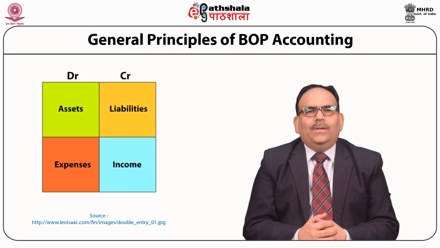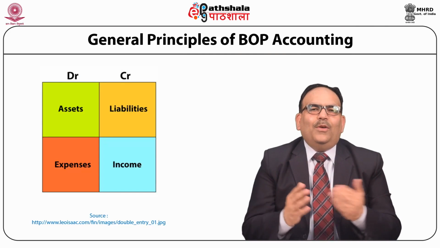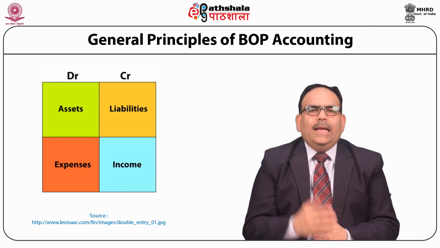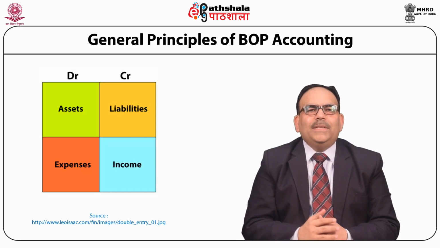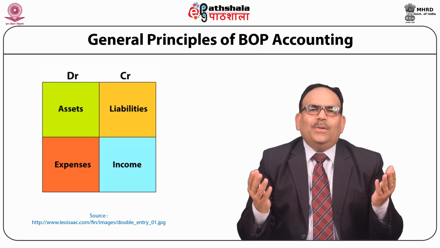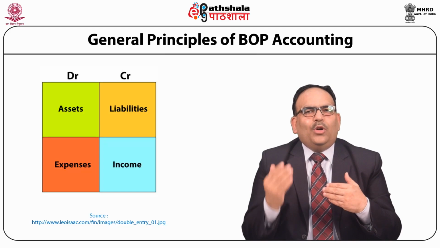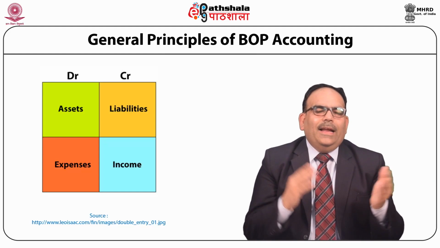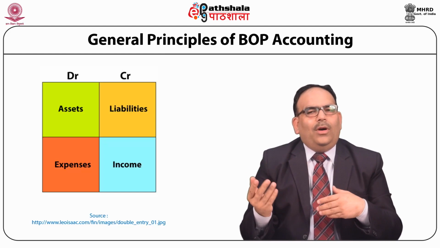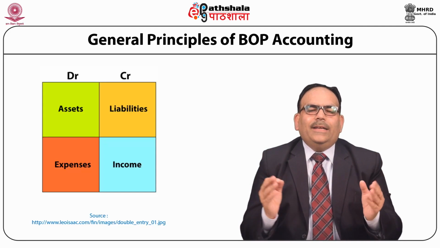Let's discuss now the general principles of balance of payment accounting. The double entry bookkeeping used in accounting for the balance of payments is similar to that used by business firms in accounting for their transactions. In ordinary course of business accounting, the amount of each transaction is recorded both as a debit and a credit, and the sum of all debit entries must therefore equal the sum of all credit entries.